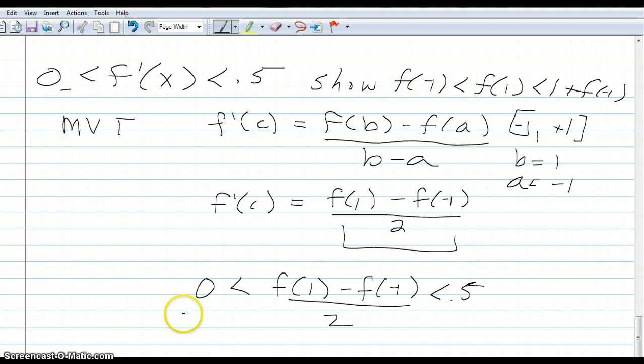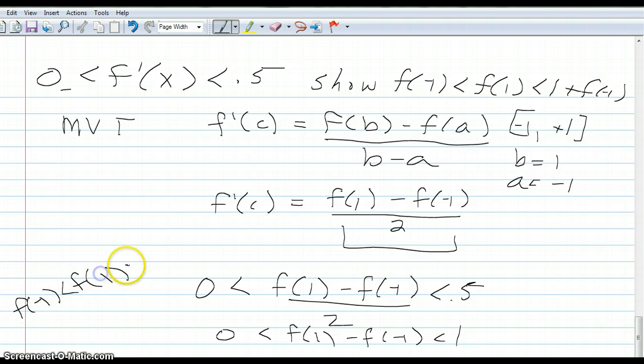So now we're going to multiply everything by 2, and so we see that 0 is less than f of 1 minus f of negative 1 is less than 1. Now, if we add f of negative 1 to all three parts, we get exactly what we were trying to show, that f of negative 1 is less than f of 1 is less than 1 plus f of negative 1. So just by using the mean value theorem and what we were given, we can show something pretty abstract.